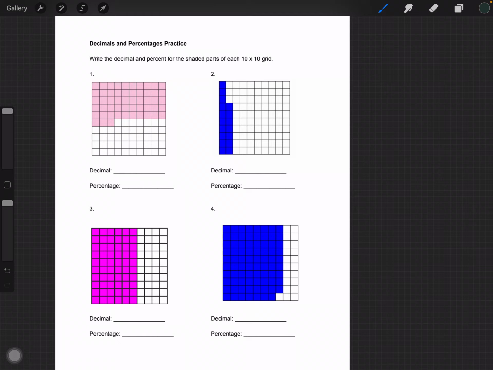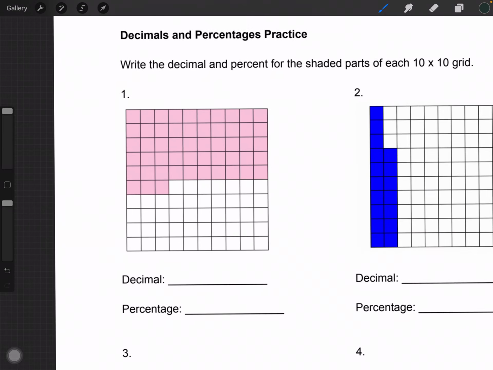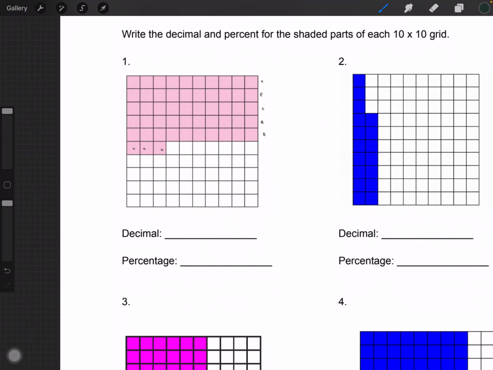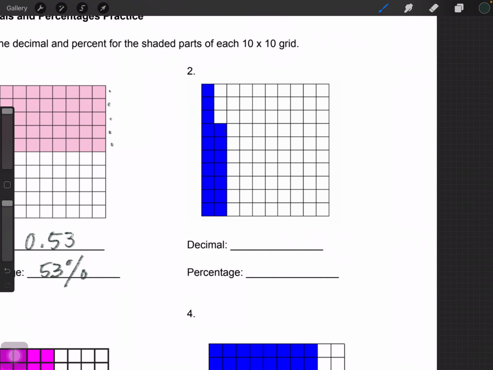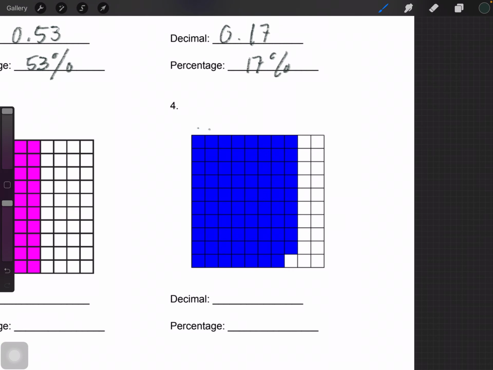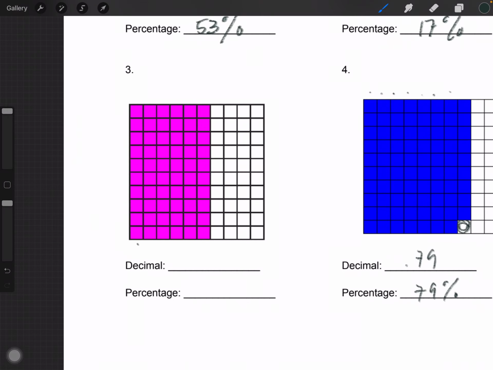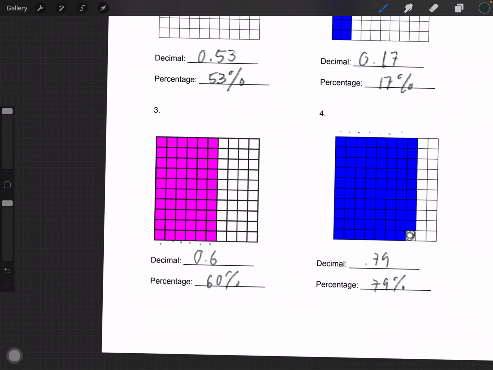It says write the decimal and percent for the shaded parts of each 10 by 10 grid. So the shaded parts for these, you have 10, 20, 30, 40, 50, 53, 53 out of 100, so it's 53%, and also 0.53. This one is, well, this is 7, because there's only 3 here, so this is 17%, and 0.17. This part is 10, 20, 30, 40, 50, 60, 70, 79, and 0.79, and the last one, 10, 20, 30, 40, 50, 60. This one you can just put 0.6.